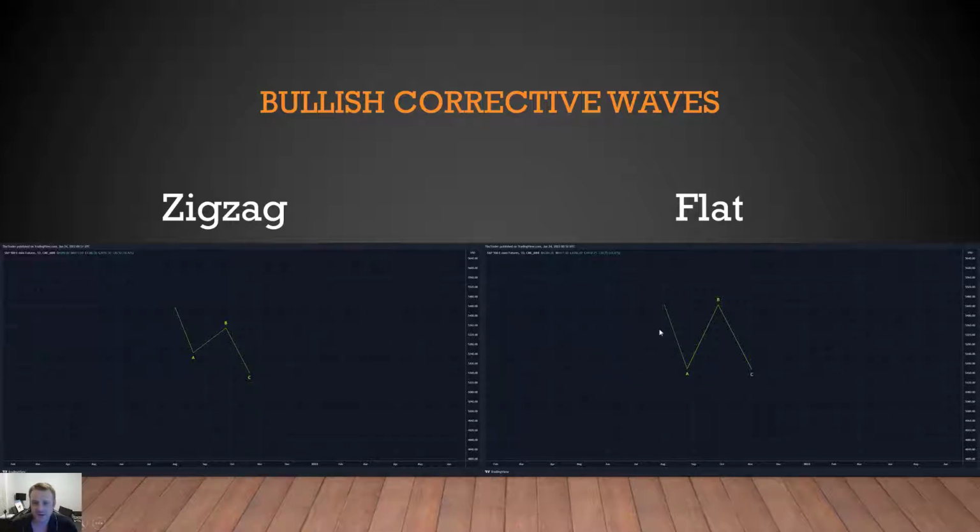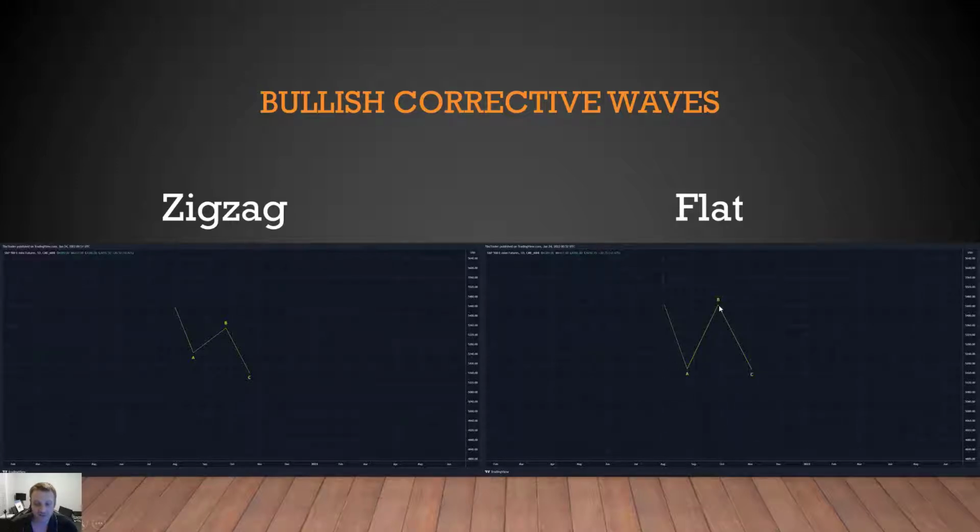Now in a flat, you typically have a more sideways look. So you have A down, B up, C down. And the subdivisions of the flat are typically 3 waves down in A, 3 waves up in B, and then 5 waves down in C.